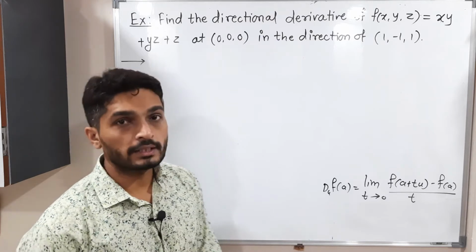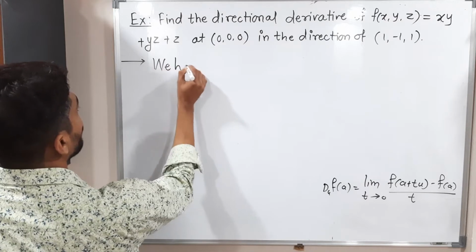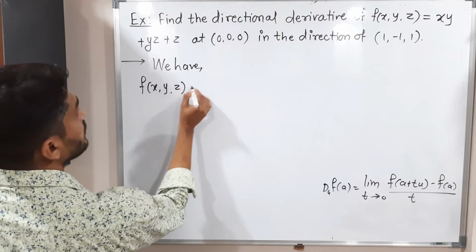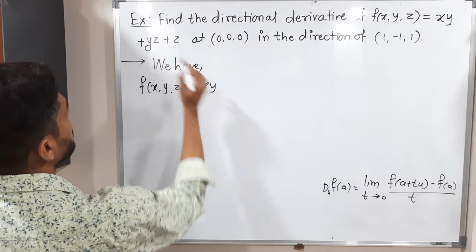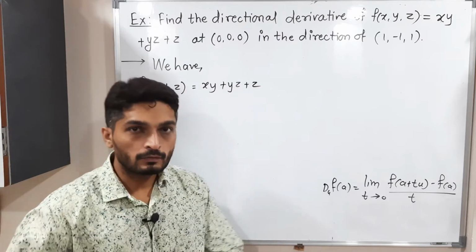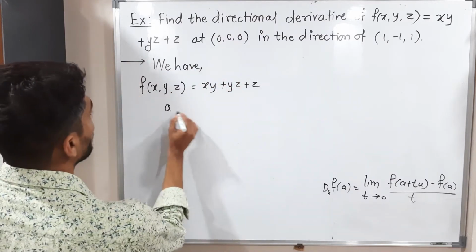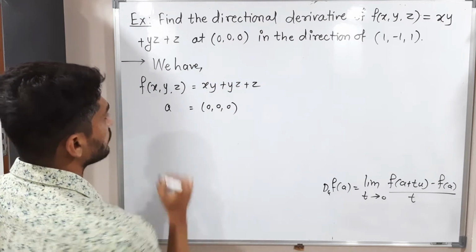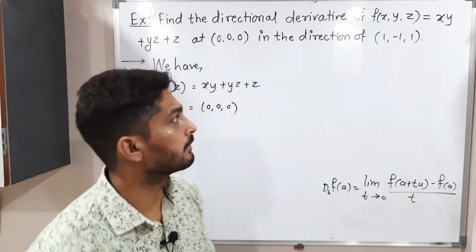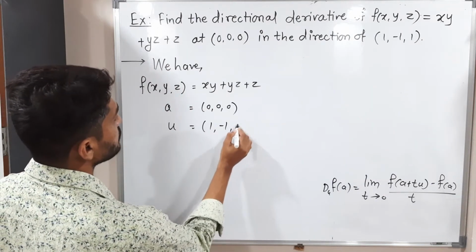So let us find what are the given things. We have a function. Let me write it first: f(x, y, z) is xy plus yz plus z. After that, we need to have some point a. What is the given point? (0, 0, 0). So that means a is (0, 0, 0). And we want a vector in that direction to find the directional derivative. So that vector is u, and u is equal to (1, -1, 1).